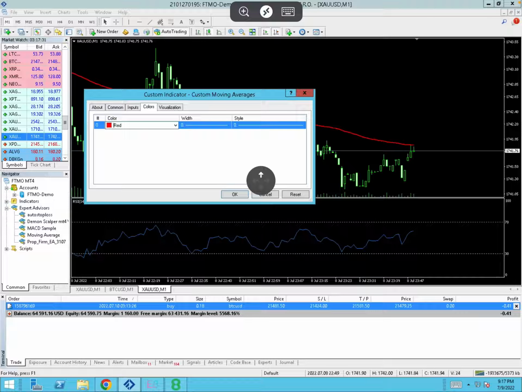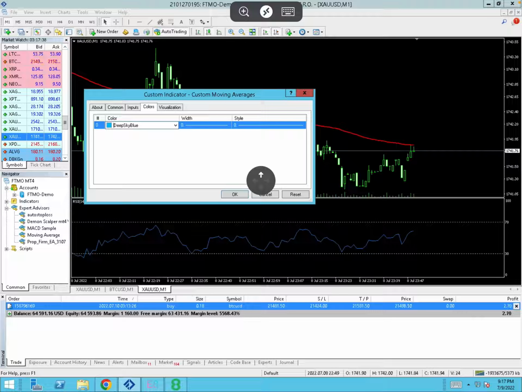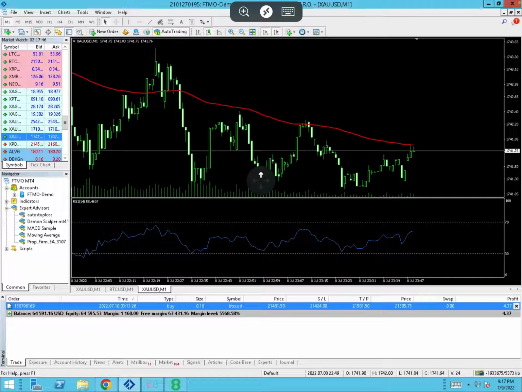Colors, we want the sky blue. So under red, we will change that to, where's my sky blue? Right here. Deep sky blue. And again, unless you want the line to be really, really thin, like the RSI line, you want to put 2 on here to make it so you can see it. There's your blue line.